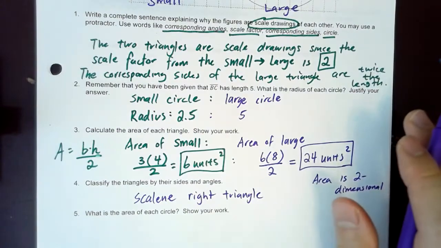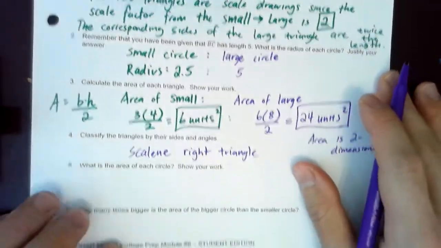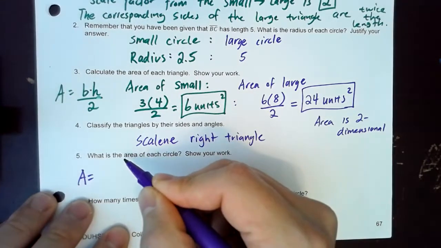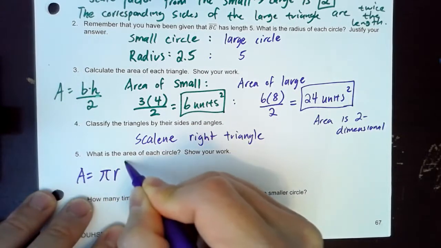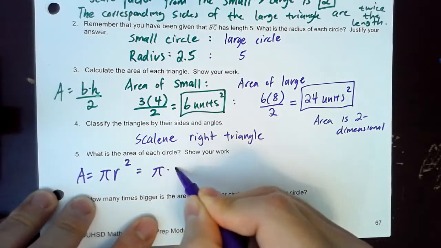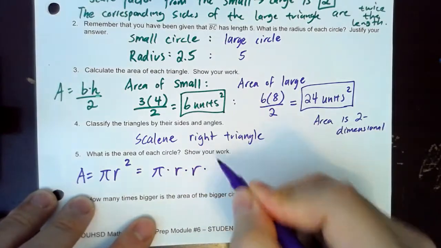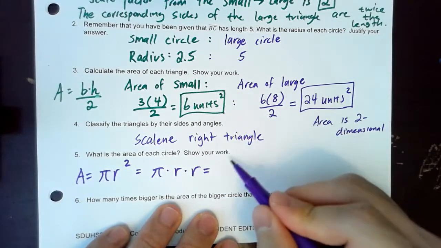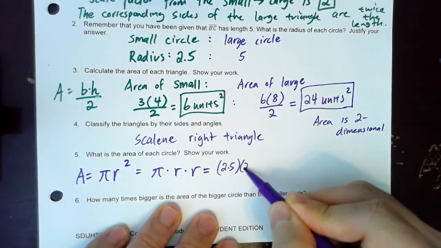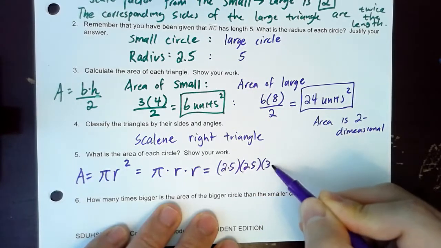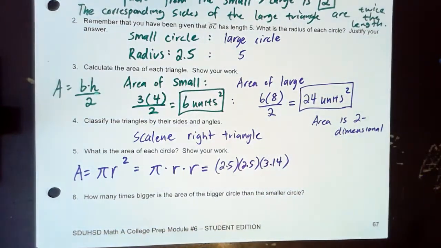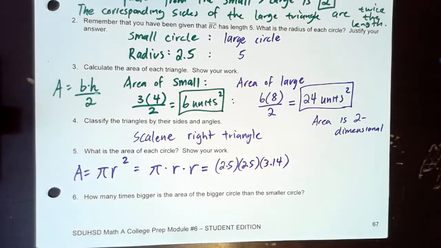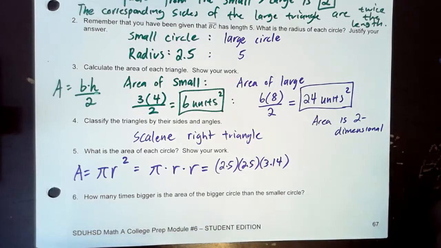What is the area of each circle? Okay, so now we have to go into the formula for a circle. And remember from the previous lesson, class, that the area is pi r squared, or simply pi times the radius times the radius. Okay, so for the small circle, we know that the radius was 2.5. So I'm going to write 2.5 times 2.5 times, let's go ahead and use 3.14 for pi. Remember that this is an approximation, but that's okay. The majority of us use 3.14. So again, this is for the small.